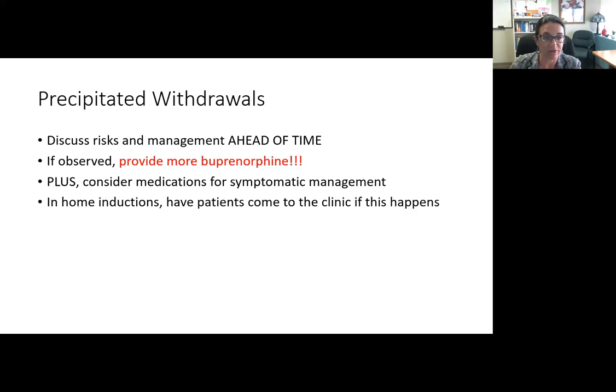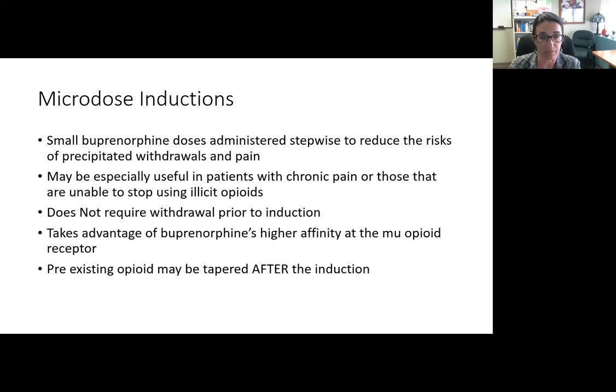So if observed, we want to continue to provide buprenorphine to get through it. Again, those medications to help with symptoms. And sometimes if someone's at home and this is happening and they can't get through it, we want to encourage them to seek care either in the clinic or, if closed, in the hospital.